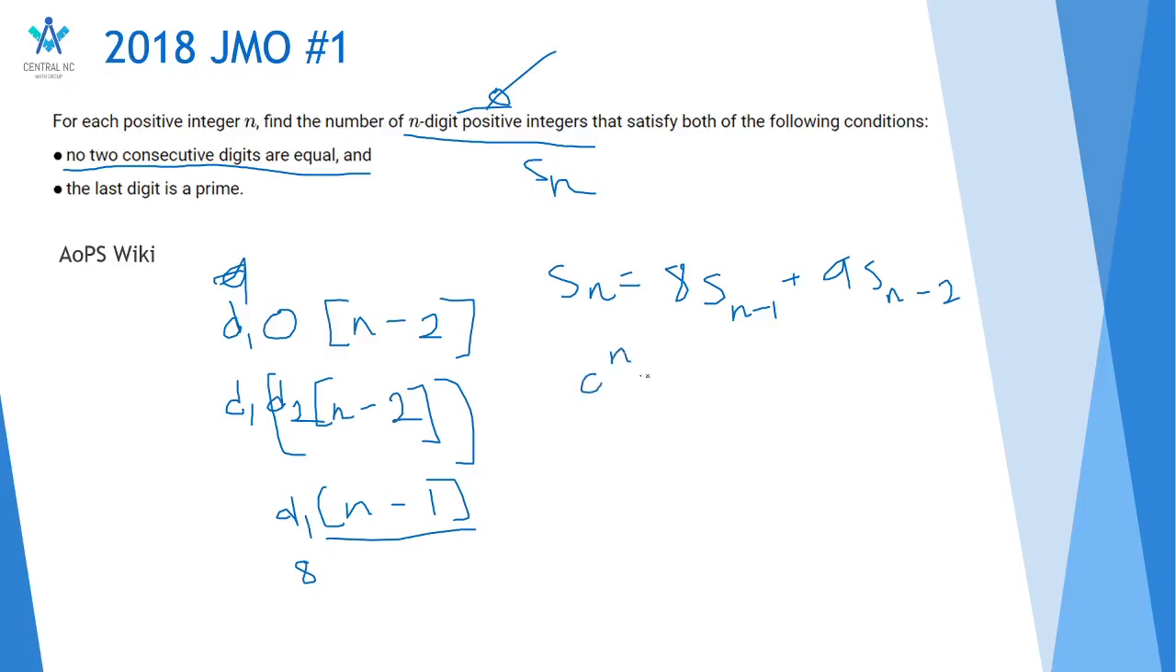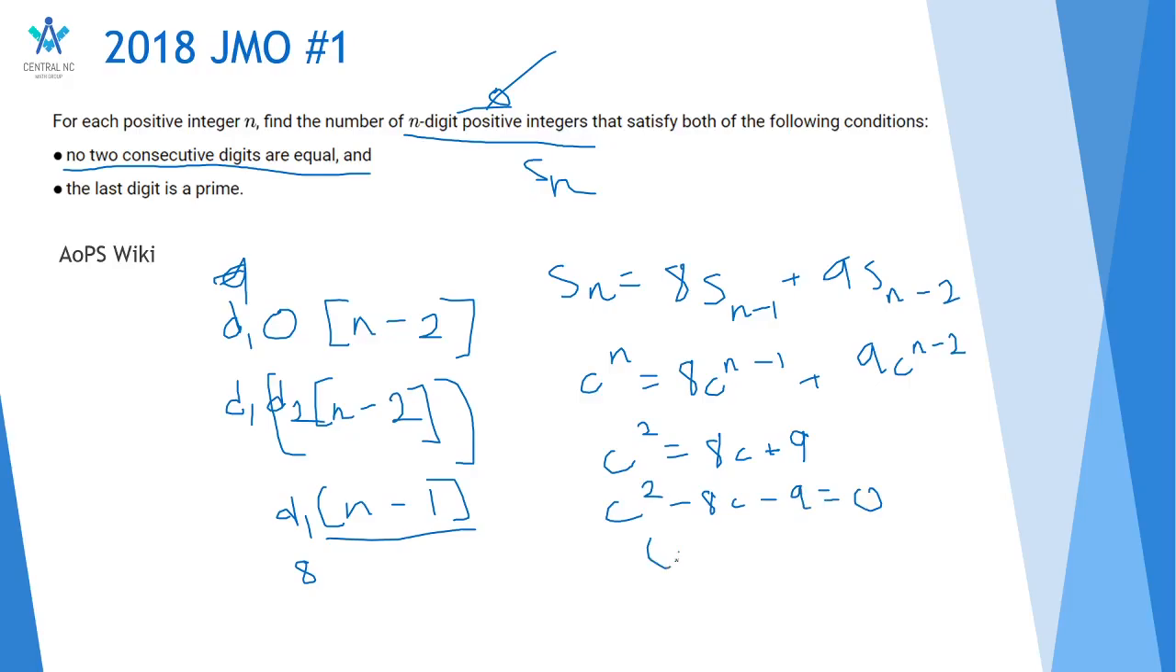So we have c to the n equals 8c to the n minus 1 plus 9c to the n minus 2. Dividing both sides by c to the n minus 2, we get c squared equals 8c plus 9. Subtracting, we get c squared minus 8c minus 9 equals 0. Factoring, (c minus 9)(c plus 1). And this factors well. This means we might be in the right direction after all. So we know that c equals 9 and negative 1. So let's continue on forward.